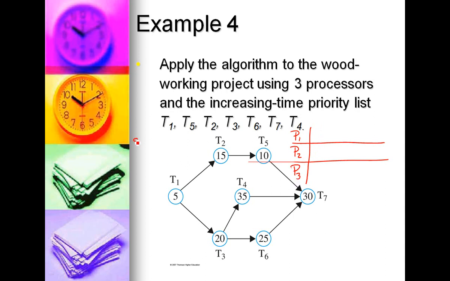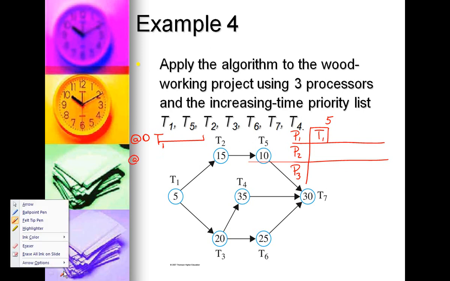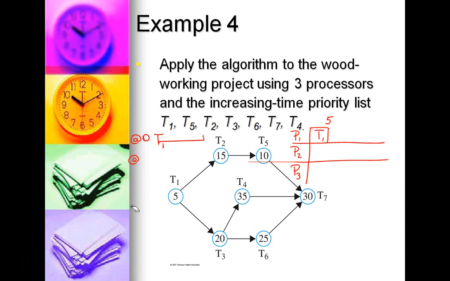Alright, we start out at time equals 0. The only ready task we have is T1. So we schedule T1 on the lowest numbered processor. No one else is ready at 0, so we continue on. The next time slot that we have is a 5-minute time slot.